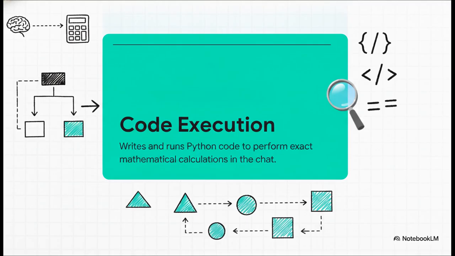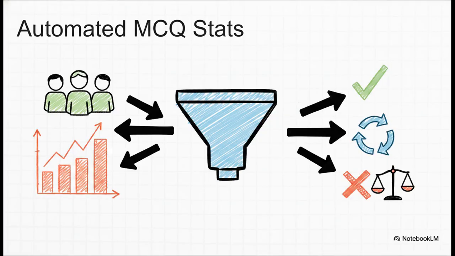But when you toggle code execution on, you essentially turn the AI into a real statistician. It actually writes Python code, runs it in a secure background sandbox, and gives you exact mathematically computed results directly in your chat window.